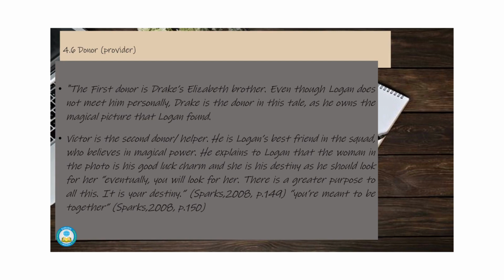The second one is Victor. Victor is Logan's best friend. He always believes in superstition, and he encouraged Logan to believe that this picture is a lucky charm for him, and eventually you will look for her. There is a greater purpose to all this. It is your destiny. So he helped him understand that this picture is not only to save you from the war in Iraq, there is a further purpose for this. You were meant to be together, and this is what pushed Logan in the first place to start this journey looking for Elizabeth.